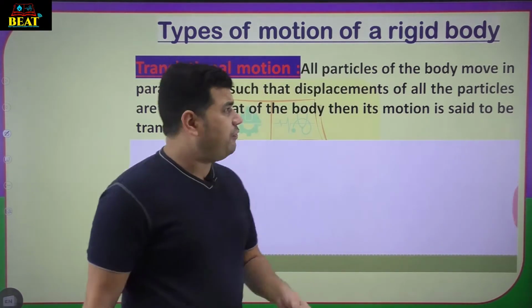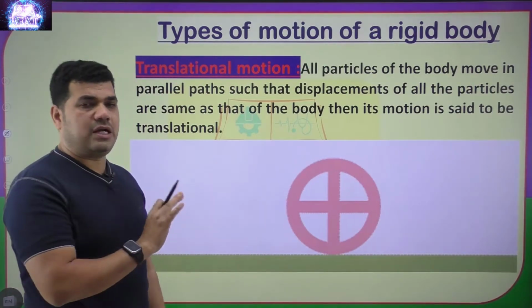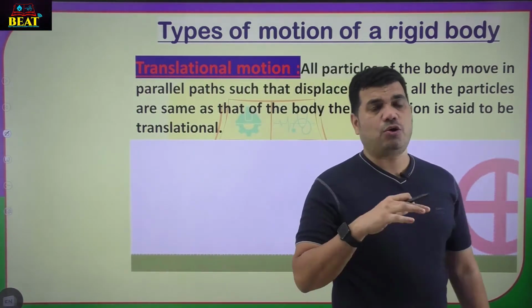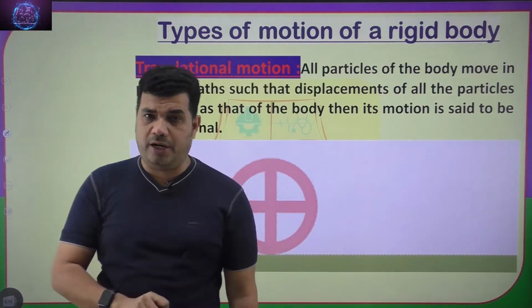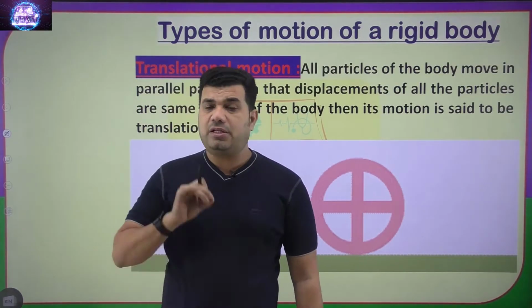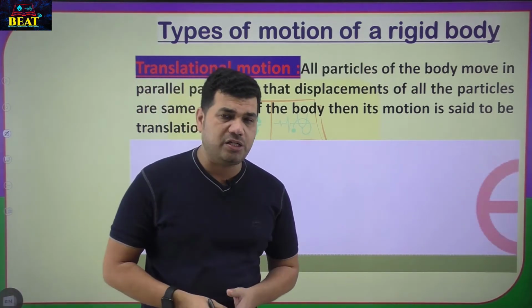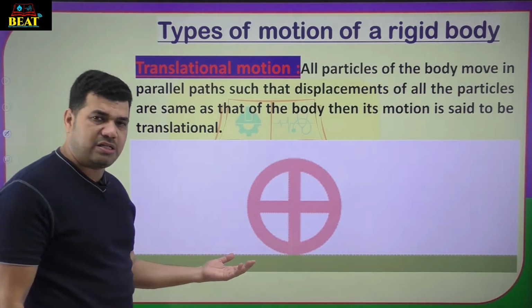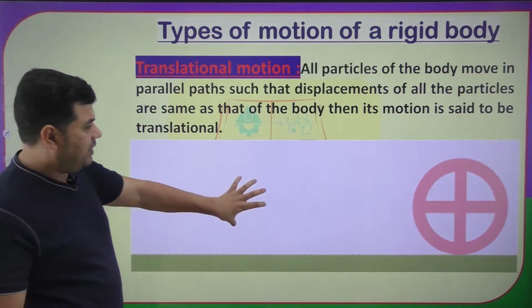So here, first is translatory motion. As I told you already, translatory motion or the straight line motion. If a body moves in such a way that all the particles of that body move on an identical path, point to be noted, move on an identical path, including its center of mass, then the motion of that body is known as straight line motion or translatory motion. As you can see in this example, a complete wheel is moving in a translational manner.